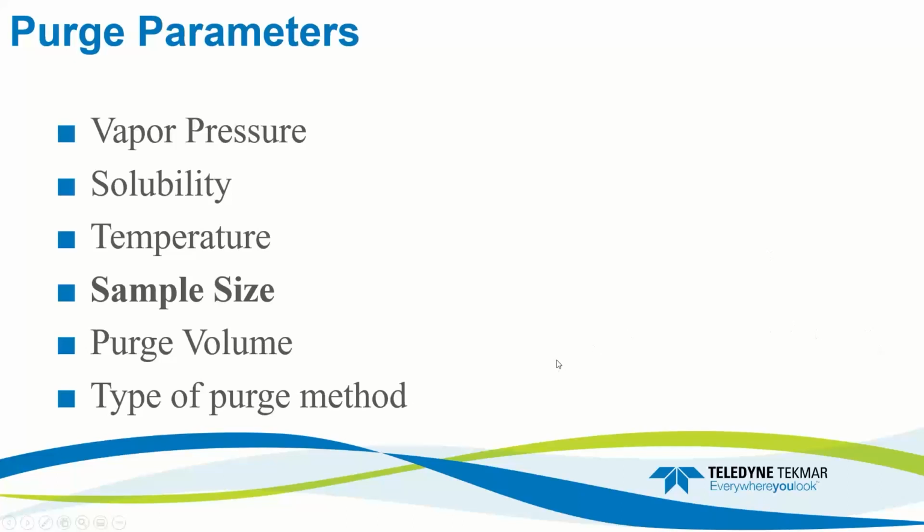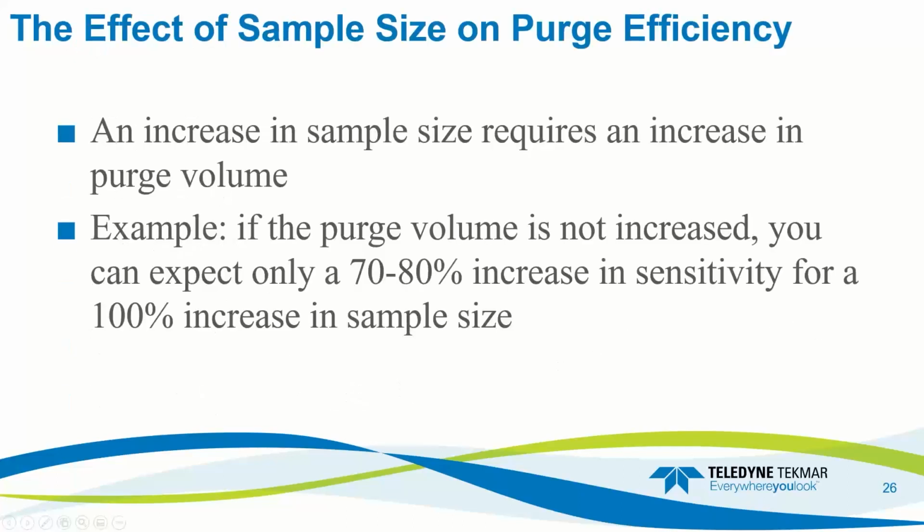All right, and then next we have sample size. A reason why you might want to increase the sample size would be to increase your sensitivity, to get more of that sample trapped and then sent to the GCMS. But remember, an increase in sample size requires an increase in purge volume. An example of this would be if the purge volume is not increased, then you can expect only a 70 to 80% increase in sensitivity for basically doubling your sample size, for 100% increase in sample size.